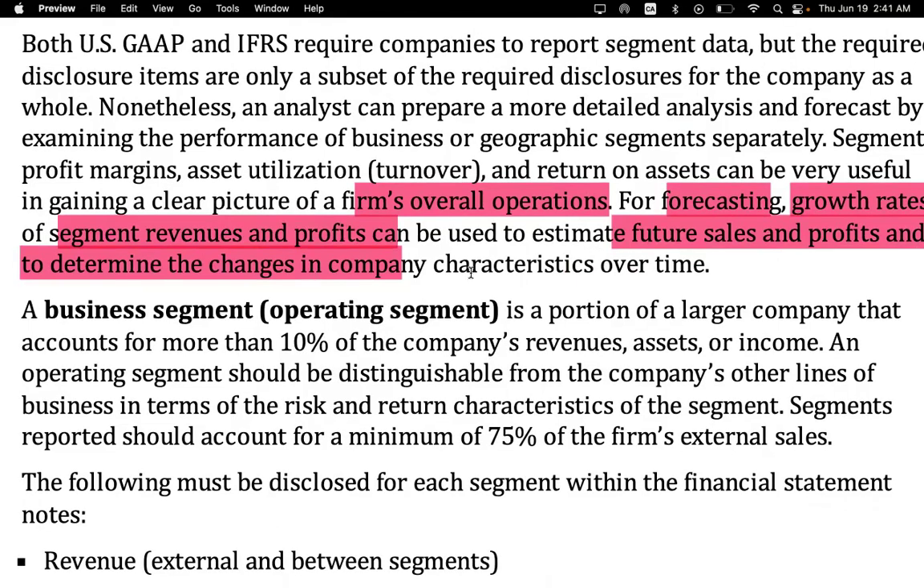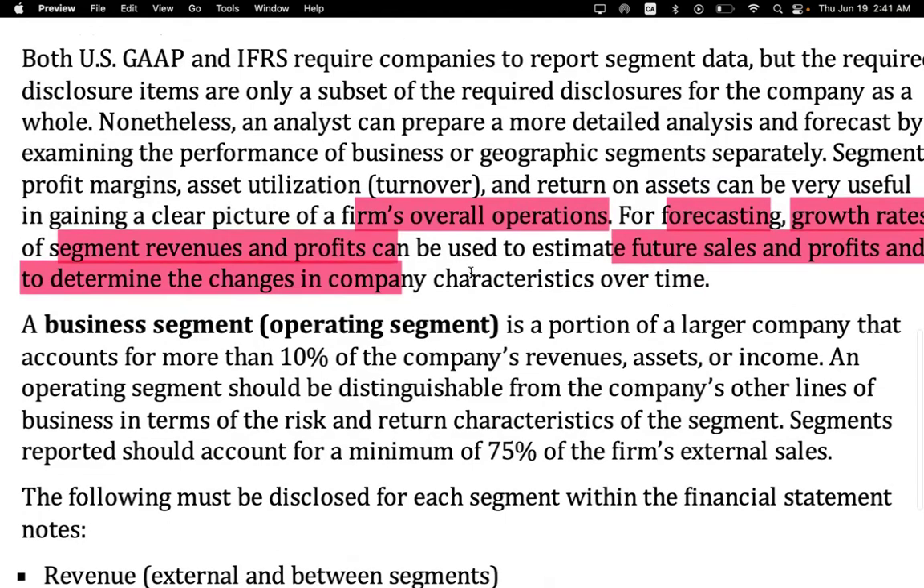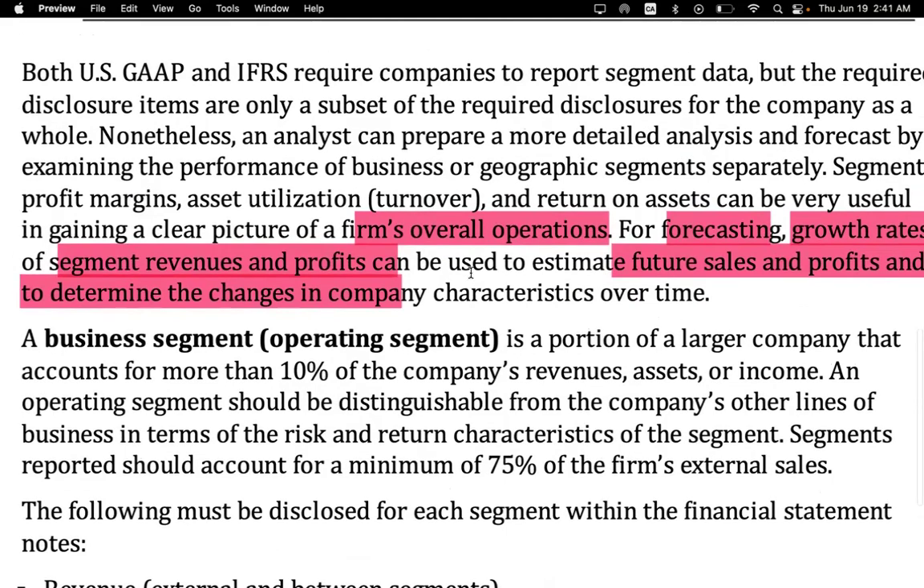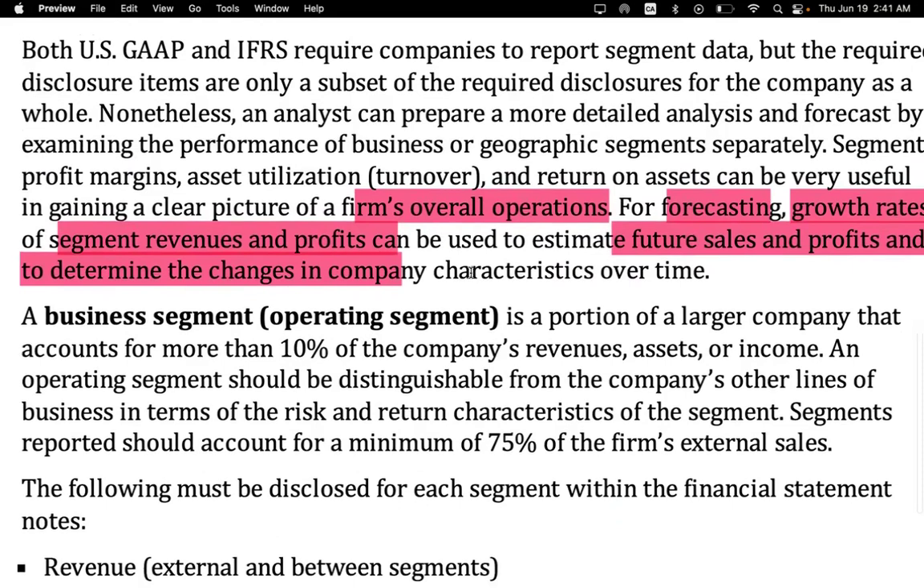So basically, it's just saying that segment data is very beneficial for us because it helps us predict and it helps us understand overall the company's performance and how the operations are performing overall. And it also helps us sort of forecast how the company's sales and revenue is going to look in the future. Sales and profit, sorry.